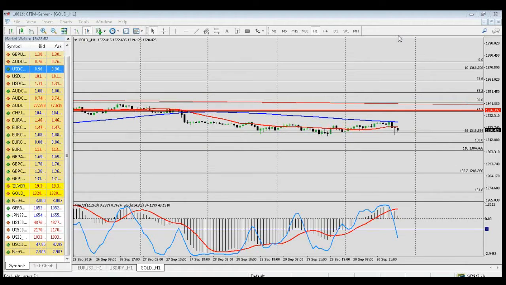Yeah. There is a question for you. What is the red moving average that you are using? What are the settings? I'm using 50 moving average and 200 moving average. So the fastest one is the 50 moving average. The slowest one is the 200 moving average.